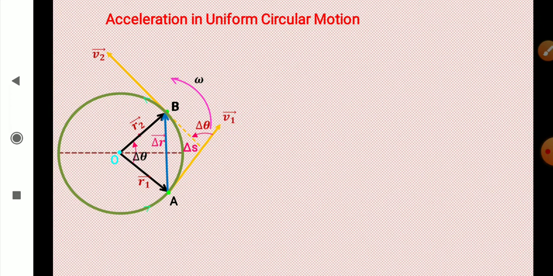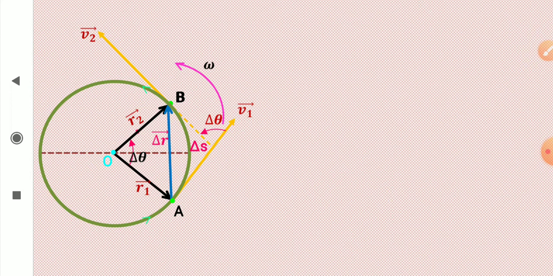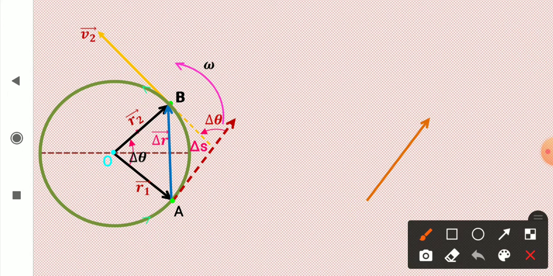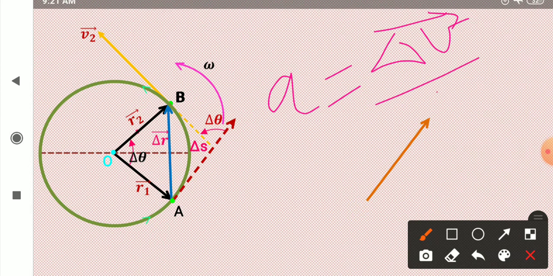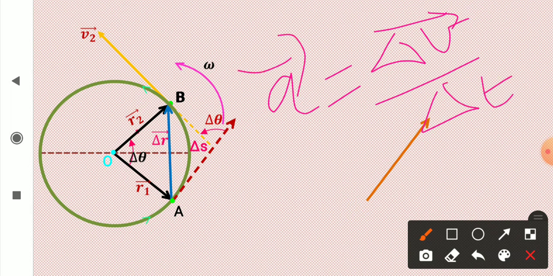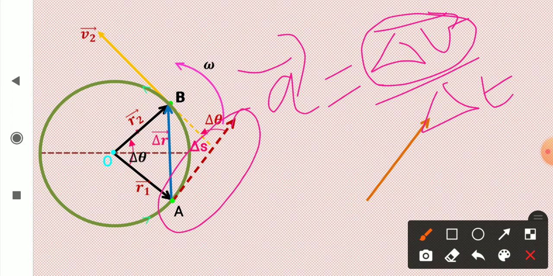So here the same diagram, no change, absolutely same diagram. And let us see how we find out acceleration. For acceleration, you know that acceleration is change in velocity upon time taken, right? So for that I have to find out change in velocity. And you know that one velocity is this and the other velocity is this, v1 and v2.